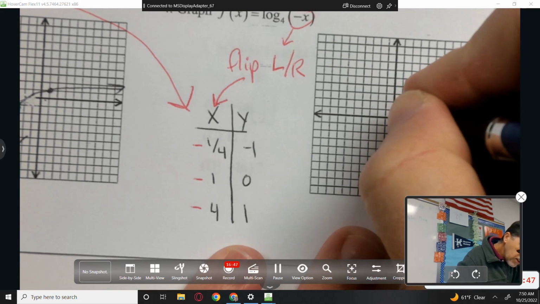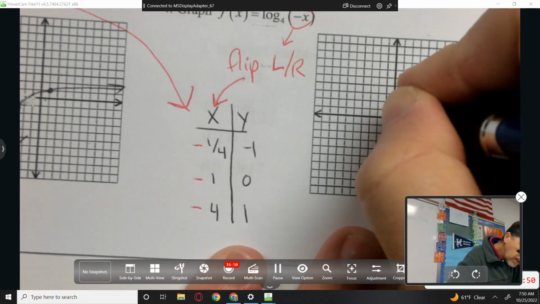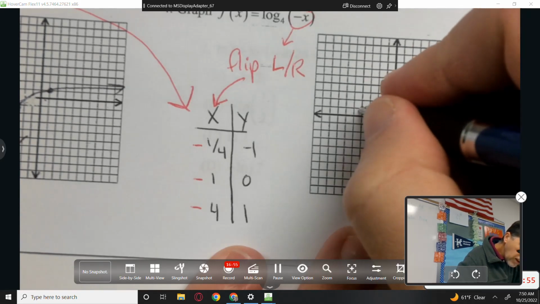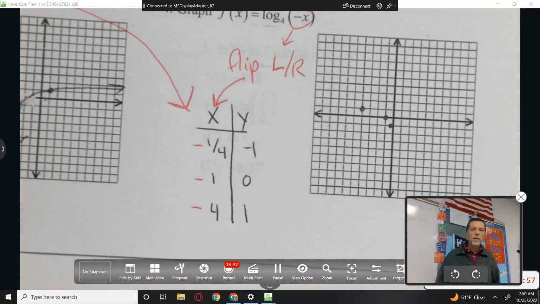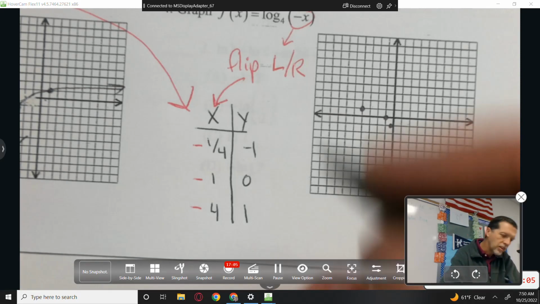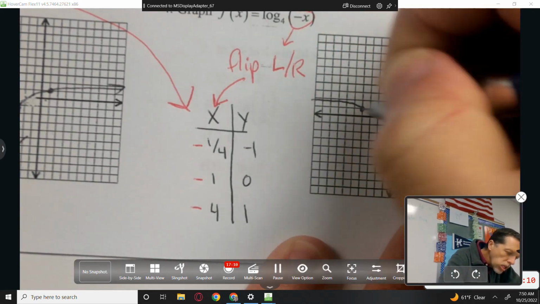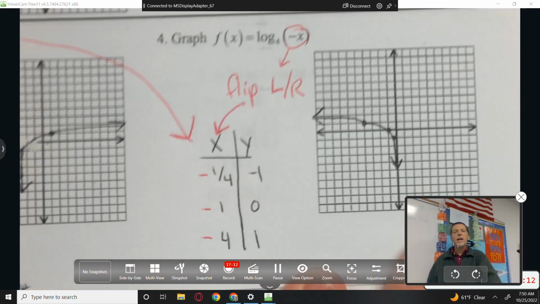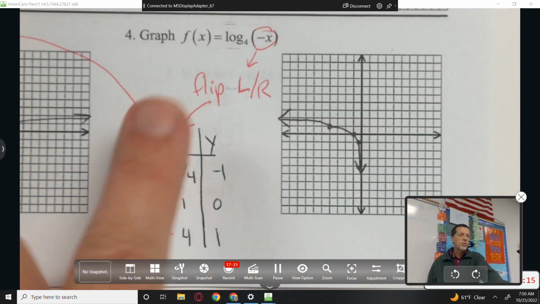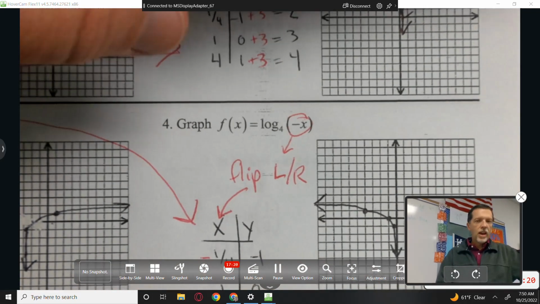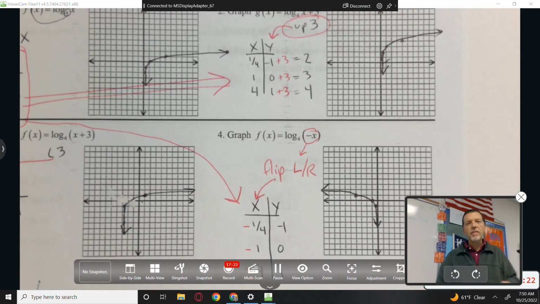-1/4, -1, -1, 0, and -4, 1. So 3 points, but I also know what the original looks like, and maybe I can visualize a flip that's happened. And then double check. I said it would flip left and right, so I compare that graph to the original graph, and I would say, yep, that flipped left and right.